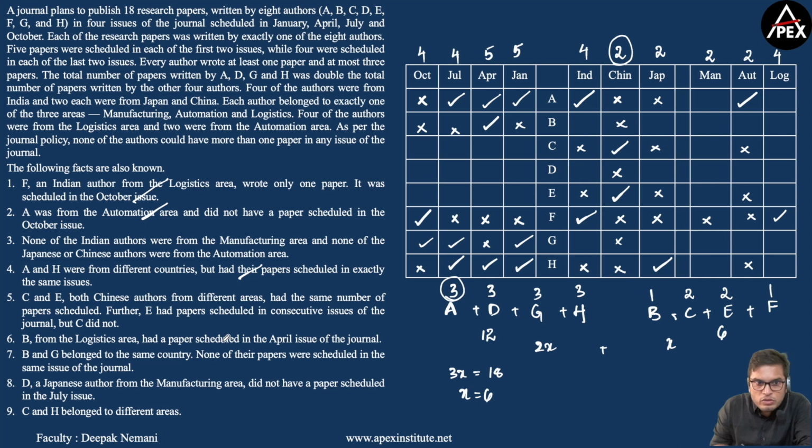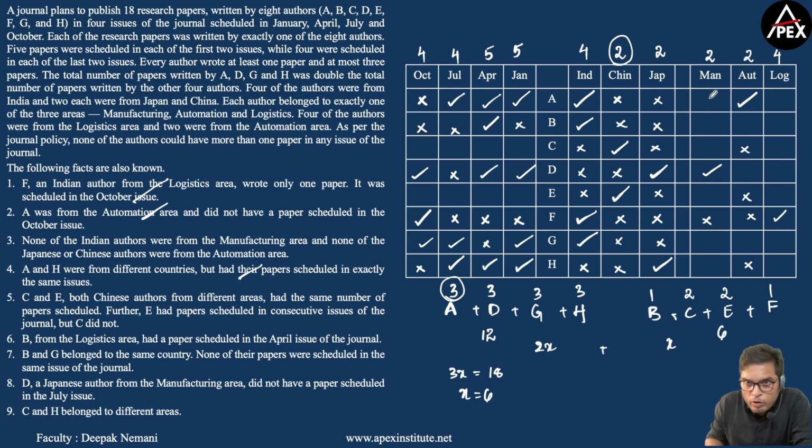Now D is a Japanese author from manufacturing area. So D is from Japan. Now we already have two persons from Japan. So B should be from India and G is from India. And D is from manufacturing area, right? Did not have a paper scheduled in the July issue. So we have D writing 3 papers and they should be scheduled in the months of October, April and January.